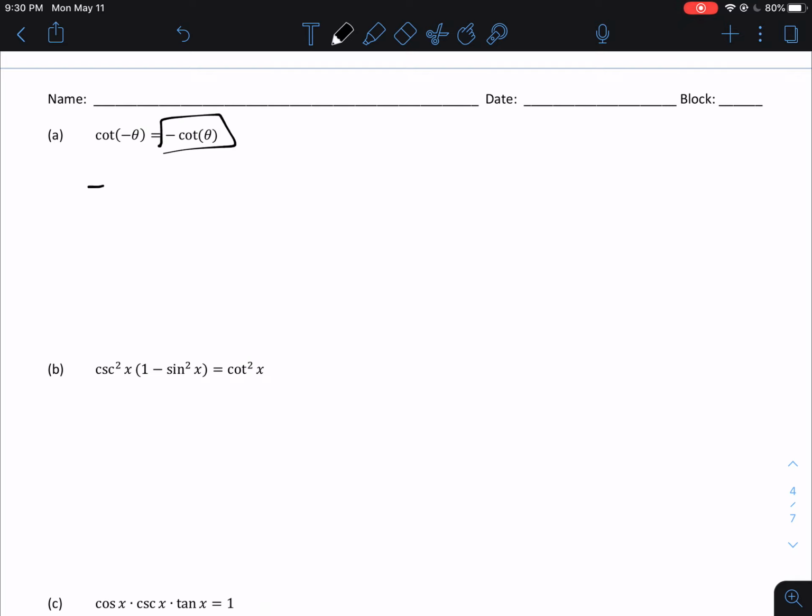So negative cotangent of theta. Let's first just use the reciprocal identity to write that as 1 divided by negative tangent of theta. And then negative tangent of theta, we can then use our negative angle identity to rewrite that as 1 divided by the tangent of negative theta. So the negative angle identity lets us move the negative inside. And then, hey, guess what? That is exactly what cotangent of negative theta would be, and we are done.